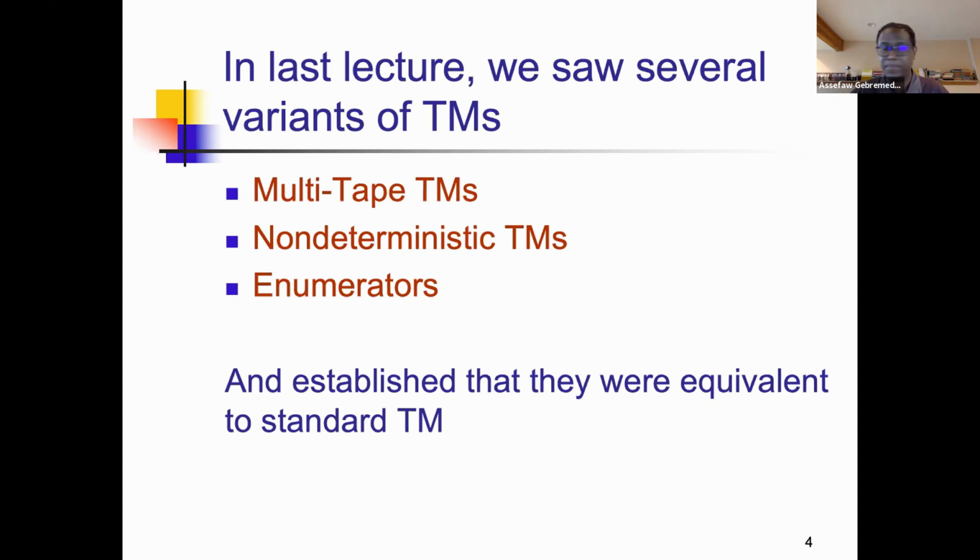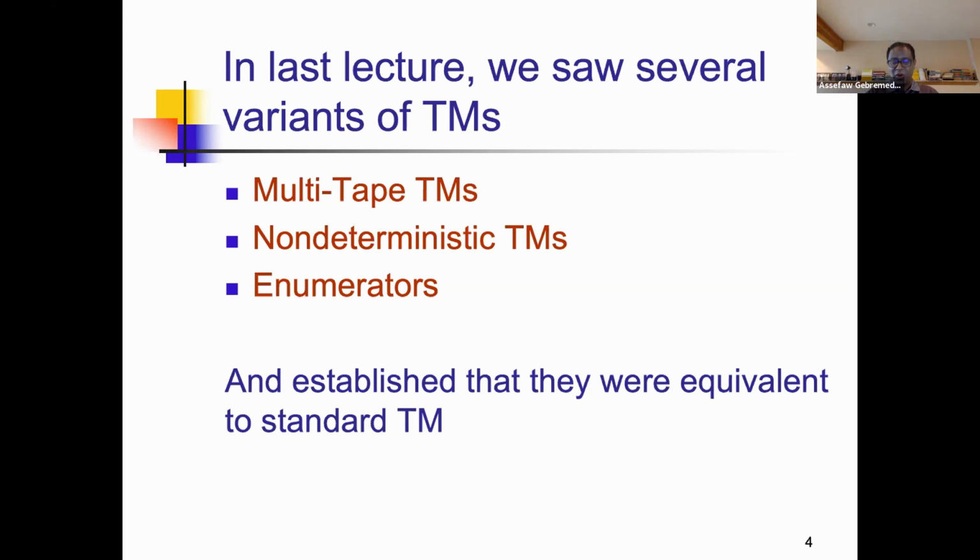So we saw three. We saw what happens when there are multiple tapes instead of a single tape, and that turned out to be equivalent to using a Turing machine that has a single tape, which is the standard definition. We saw what non-determinism would bring to Turing machines, and similarly to what has happened with NFAs and DFAs, non-determinism does not bring more power to Turing machines.